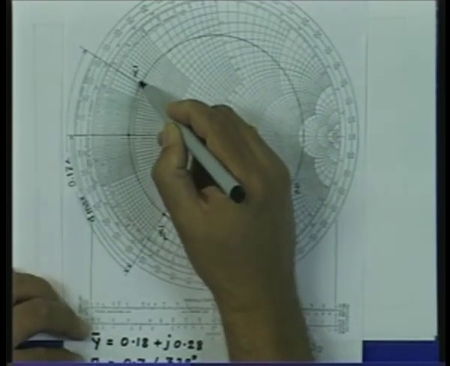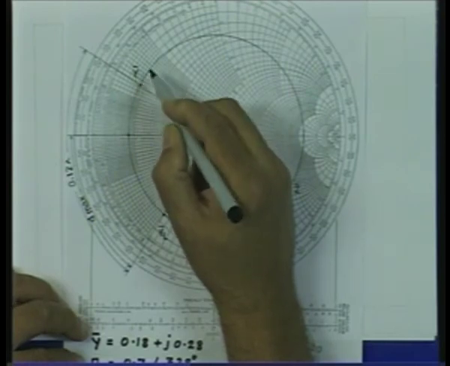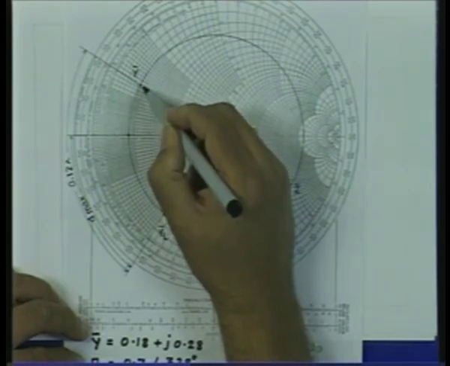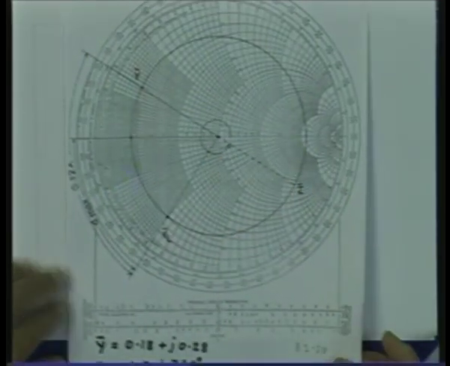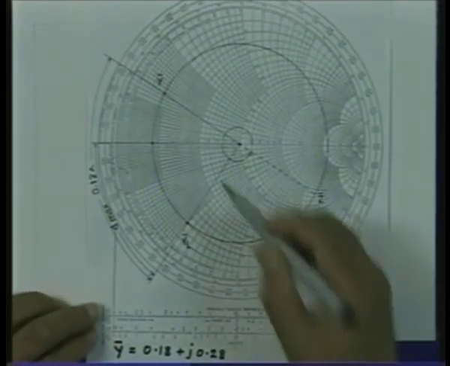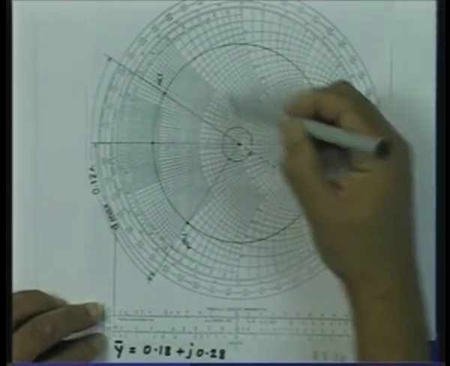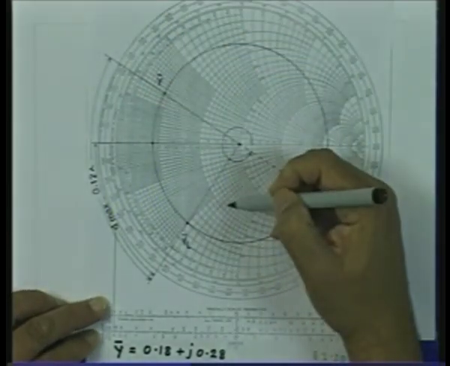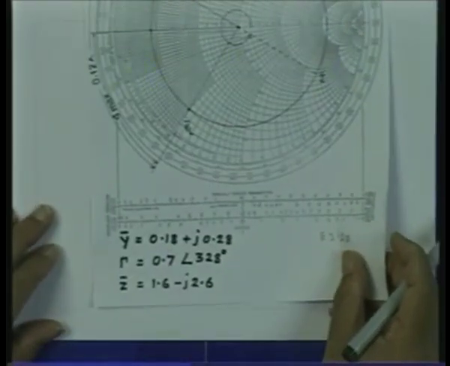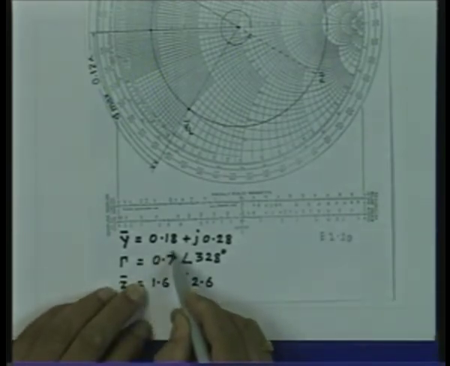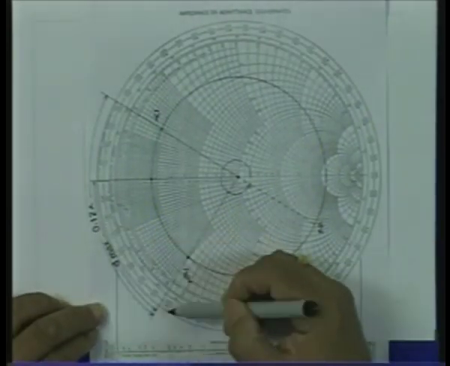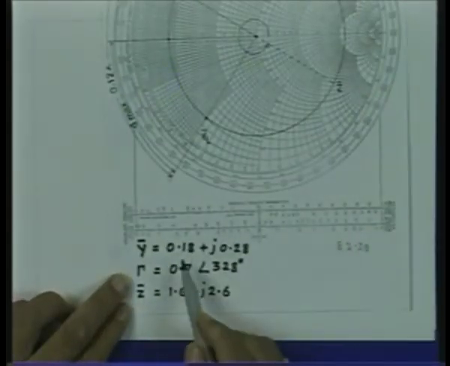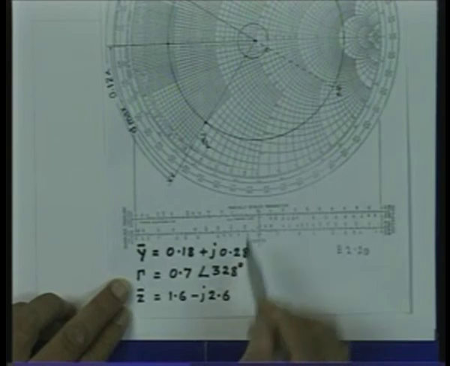If I read off the value here, I get the value of normalized admittance at a distance of 0.12 lambda from the load point. So, I find the constant conductance circle passing through this and the constant susceptance circle passing through this, and I get the normalized value, which is 0.18 plus j 0.28. So, the admittance at a distance of 0.12 lambda from the load is 0.18 plus j 0.28.